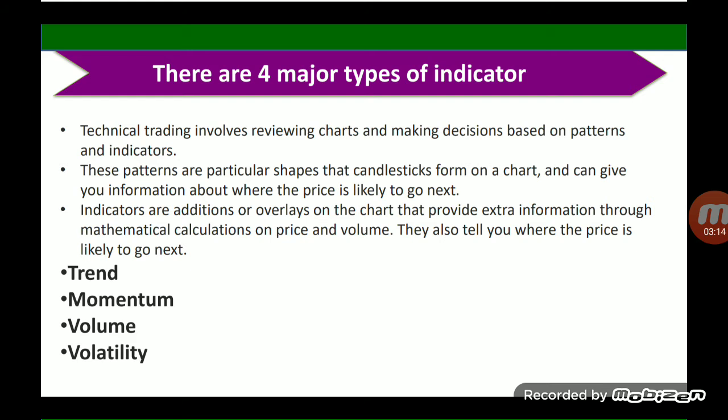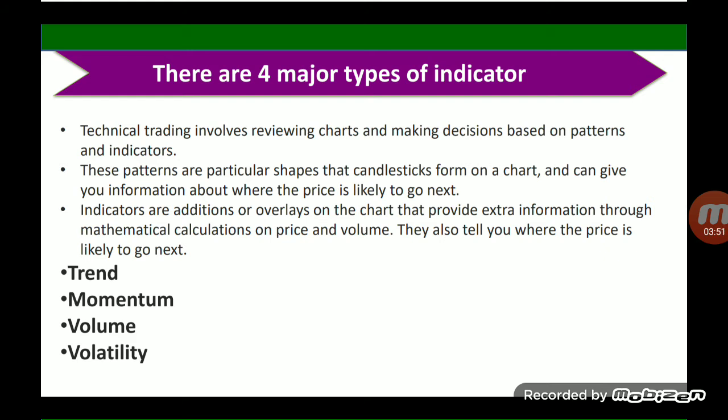Technical trading involves reviewing charts and making decisions based on the patterns and indicators. These patterns are particular shapes and candlesticks on a chart, and can give you information about where the price is likely to go next. Indicators are additions or overlays on the charts that provide extra information through mathematical calculations on price and volume. They also tell you where the price is likely to go next.